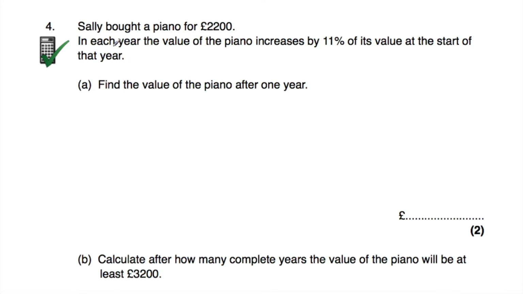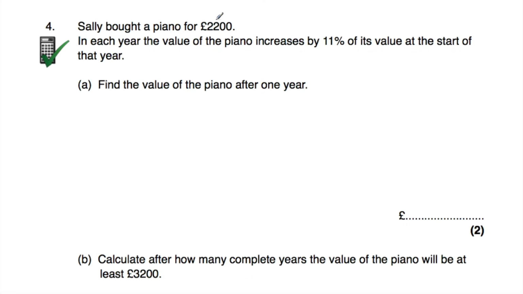Okay, let's look at our next question, question number 4. So question number 4 says, Sally bought a piano for £2,200. We're told that each year the value of the piano increases by 11% of its value at the start of that year. So it appreciates by 11% a year. So whenever it increases by a certain percentage, it appreciates, and whenever it goes down in value, it depreciates. So here it's going up by 11% each year. And part A says, find the value of the piano after 1 year.